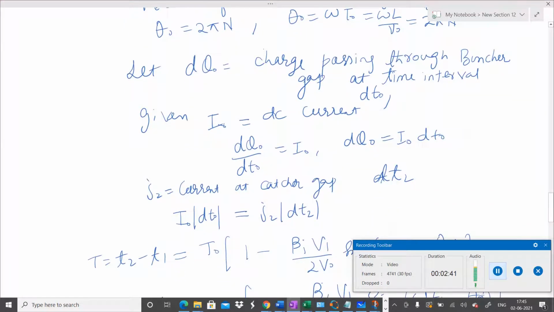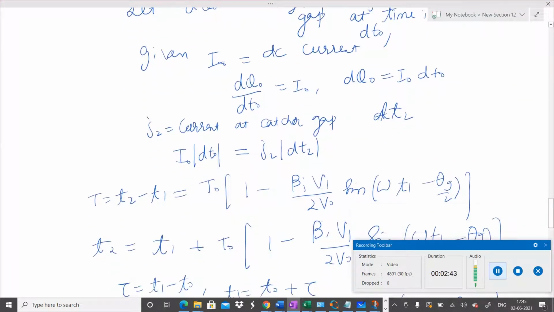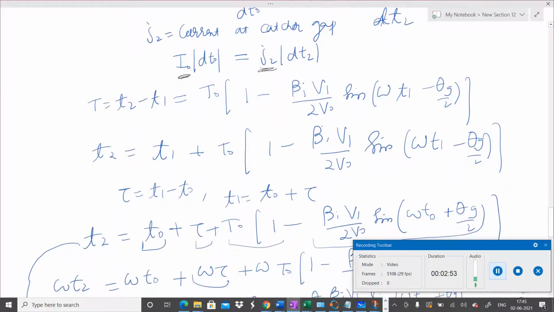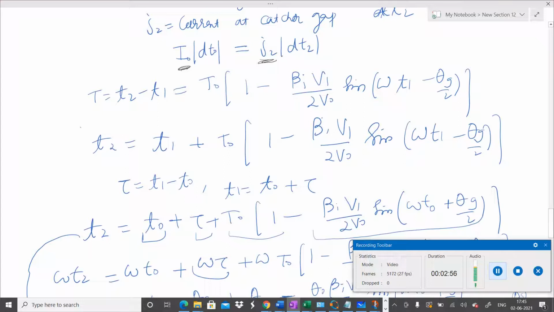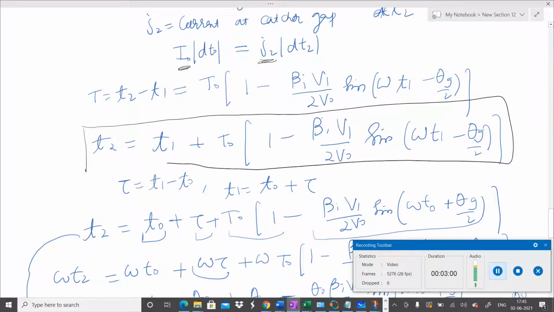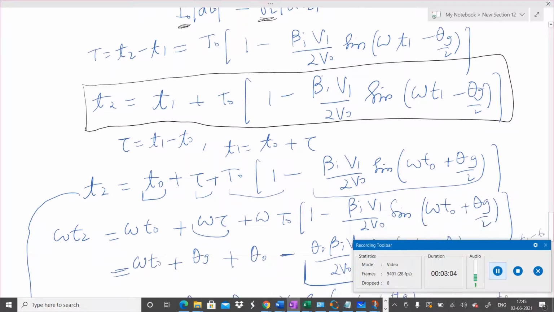And finally, with the conservation of charge, we also got the relationship between the current in the catcher cavity given the current in the buncher cavity, DC voltage I0. And here is this expression. This is the time T2. This is the time when an electron enters the catcher cavity. It's given by this.